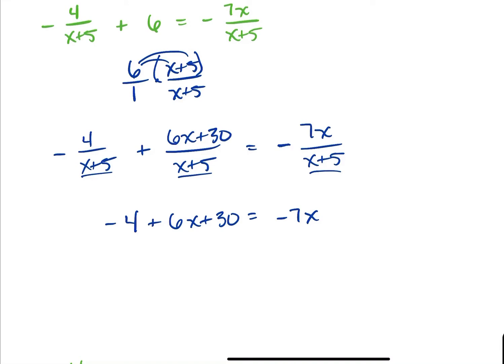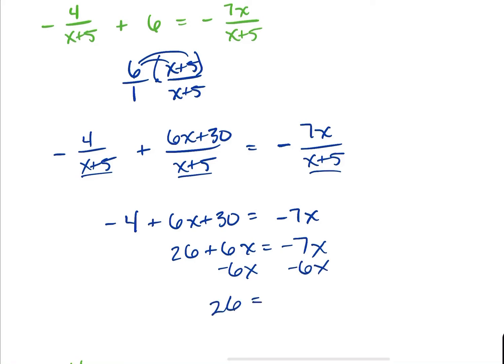I'm going to combine my like terms on the left side. -4 plus 30 gives me 26 plus 6x equals -7x. To isolate x, I need to get all the x's on the same side, so I'm subtracting 6x. So I get 26 equals -13x. My final step is to divide by -13. So I get -2 for x.